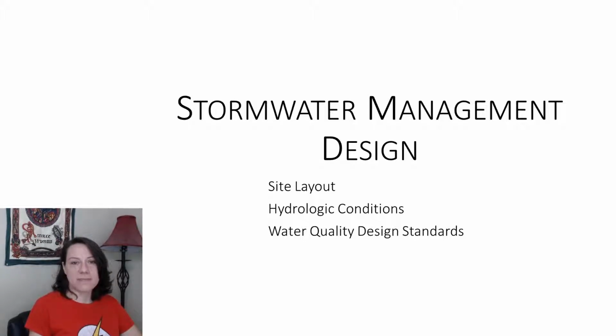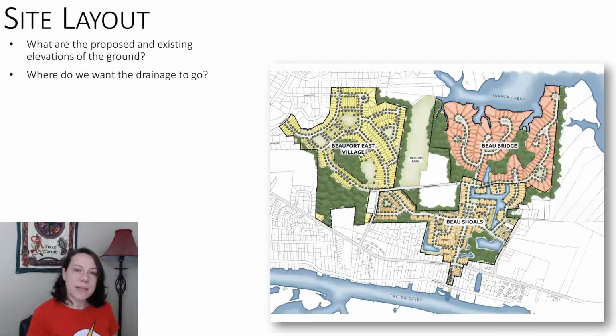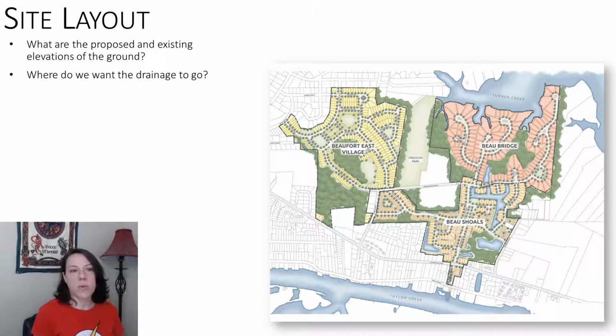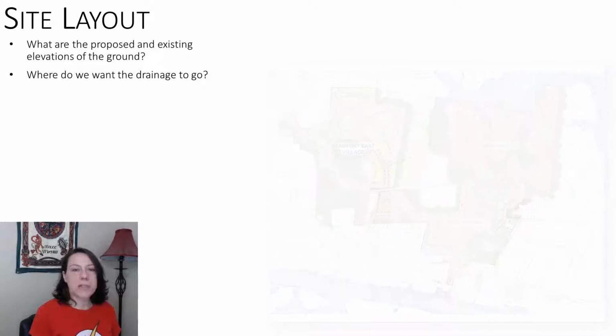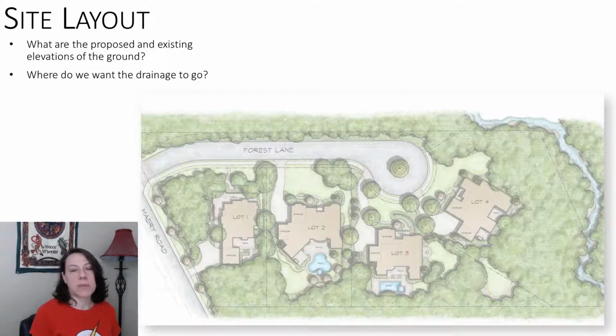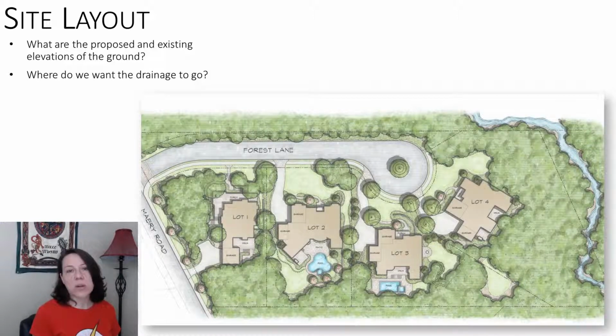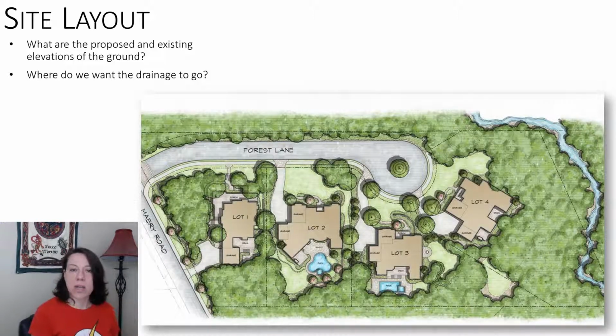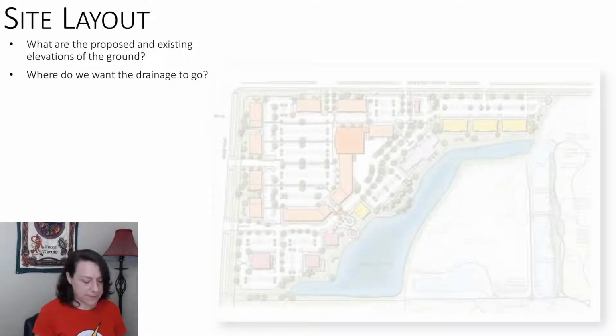So let's get started. When we're talking about site layout, we have to think of a couple of things. We have to think of what the proposed elevation of the ground is going to be and what the existing elevation of the ground is going to be. And specifically, where do we want the runoff or the drainage to go for our project?